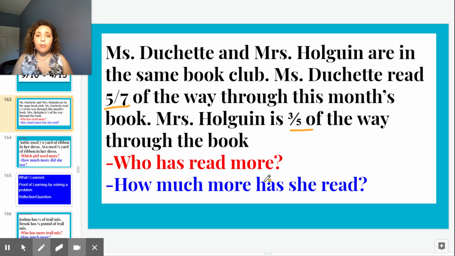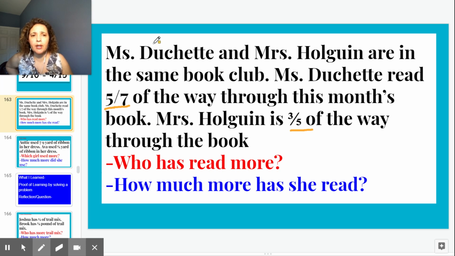So, who has read more, right? How do I have to figure this out? What do you think? Subtraction, right? Because I'm comparing. So, I'm going to subtract this one. But first, I got to figure out which number is bigger, because I got to find out who's read more, right?